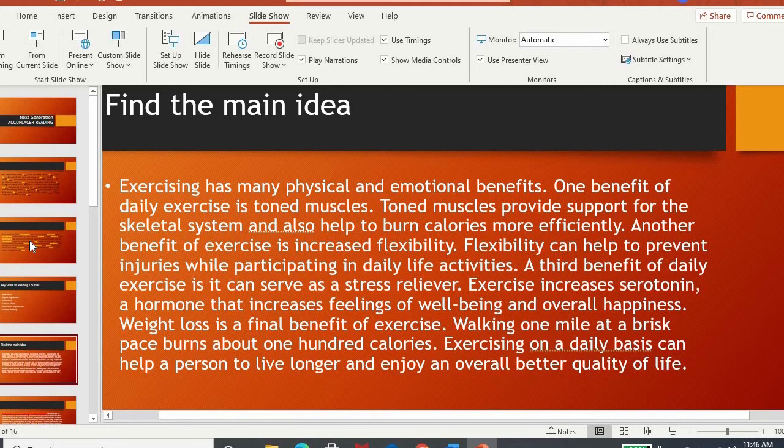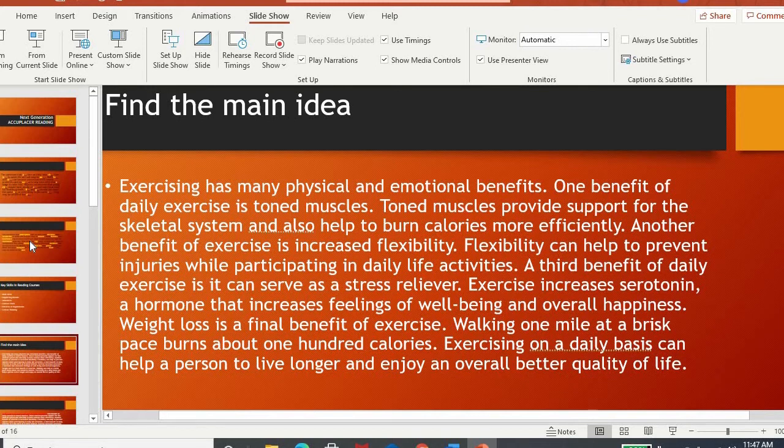It reads, exercising has many physical and emotional benefits. One benefit of daily exercise is toned muscles. Toned muscles provide support for the skeletal system and also help to burn calories more efficiently. Another benefit of exercise is increased flexibility. Flexibility can help to prevent injuries while participating in daily life activities. A third benefit of daily exercise is it can serve as a stress reliever. Exercise increases serotonin, a hormone that increases feelings of well-being and overall happiness.